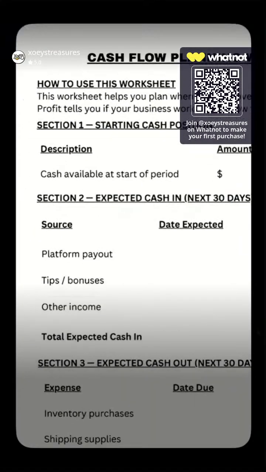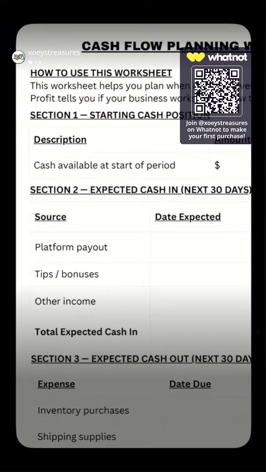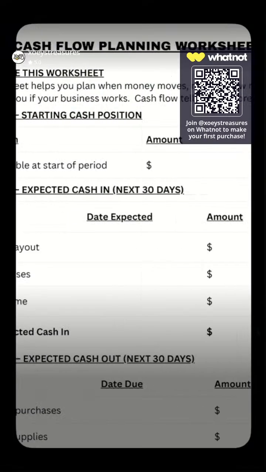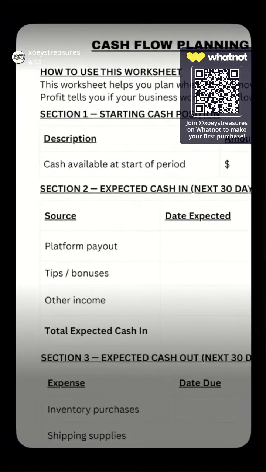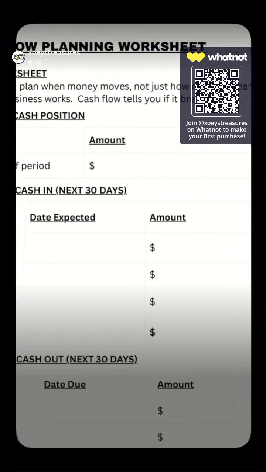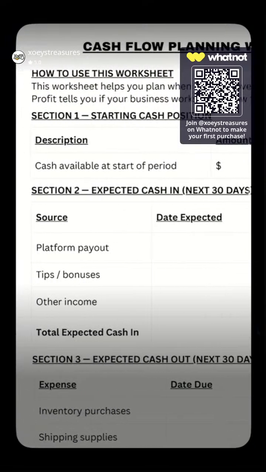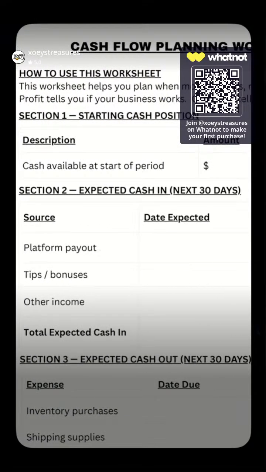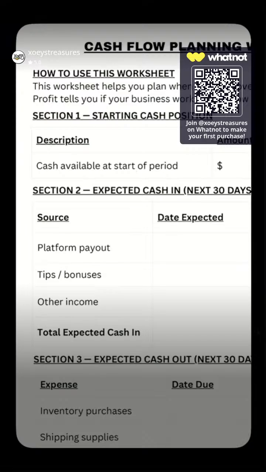This worksheet helps you plan when money moves, not just how much you earn, but profit tells you if your business works. Cash flow tells you if it's breathing. So your first thing you're going to do is figure out your cash available at the start of the period. So May 1st, how much money do you have? What do you start in that month with, right?